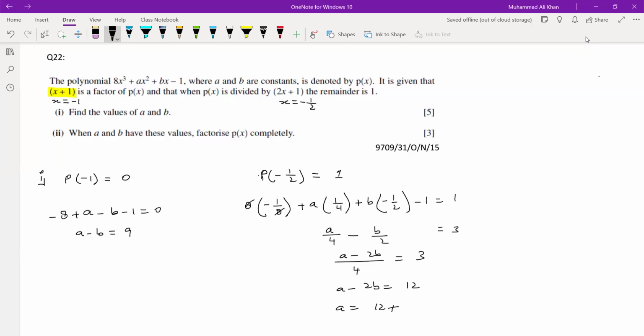What is the value of a? a equals 12 plus 2b. Replace in the first equation. So 12 plus 2b minus b equals 9. 2b minus b is b. 9 minus 12 is -3. So b is -3. What is the value of a? 3 2s are 6. The value is 6. Right? These are the values of a and b. Are you clear? Any confusion?